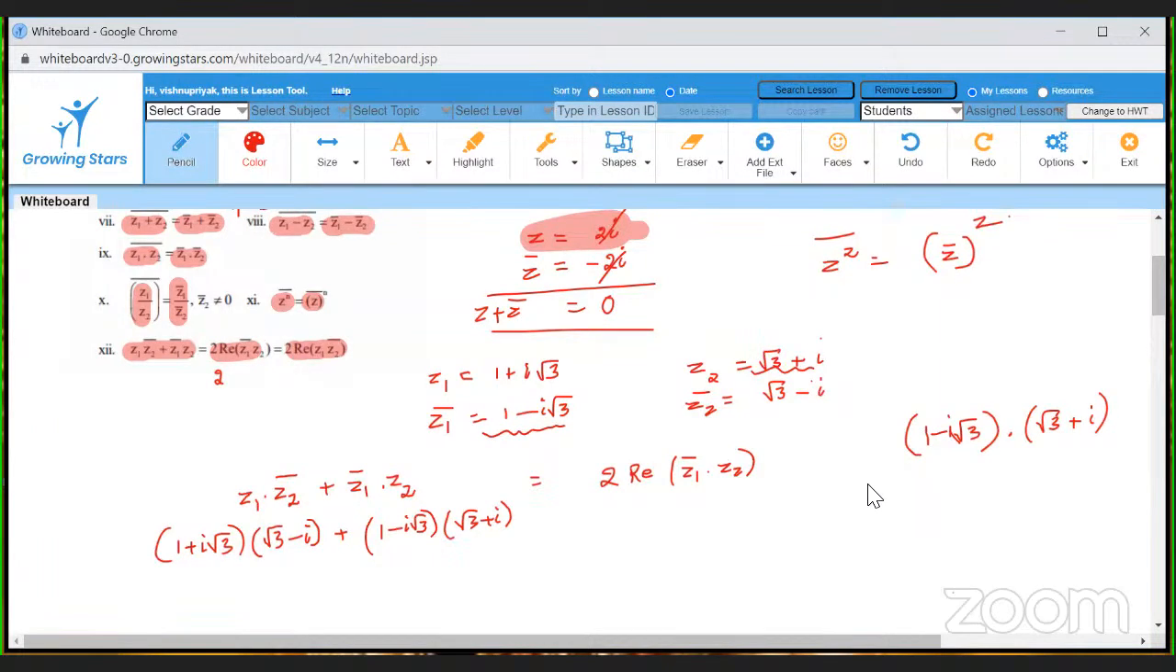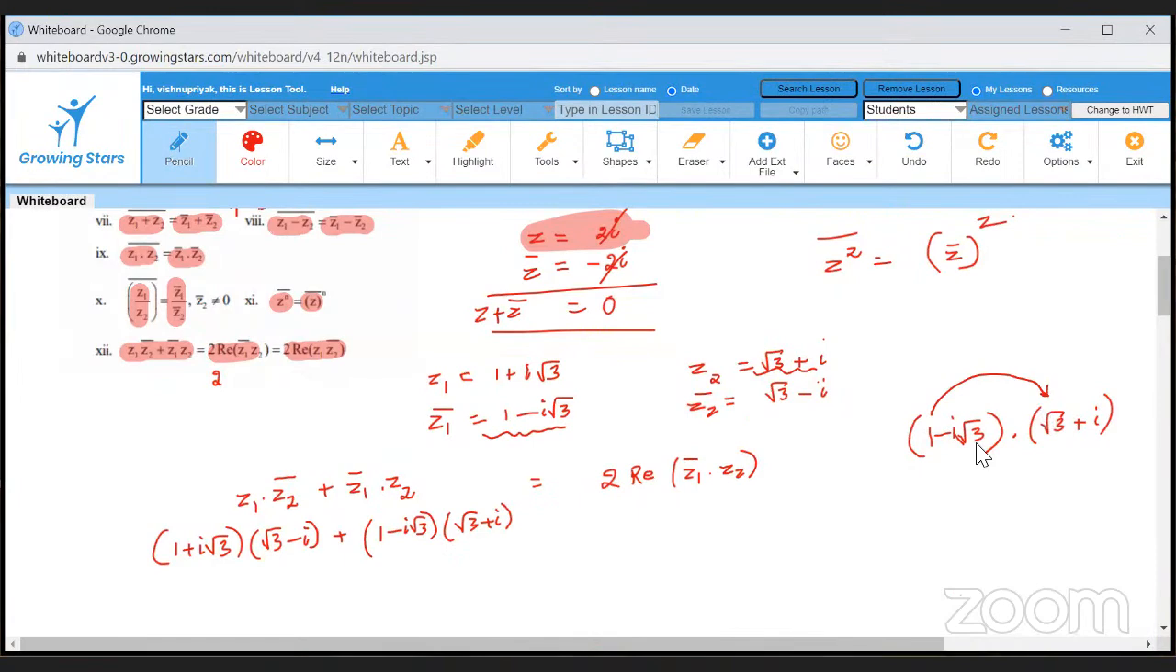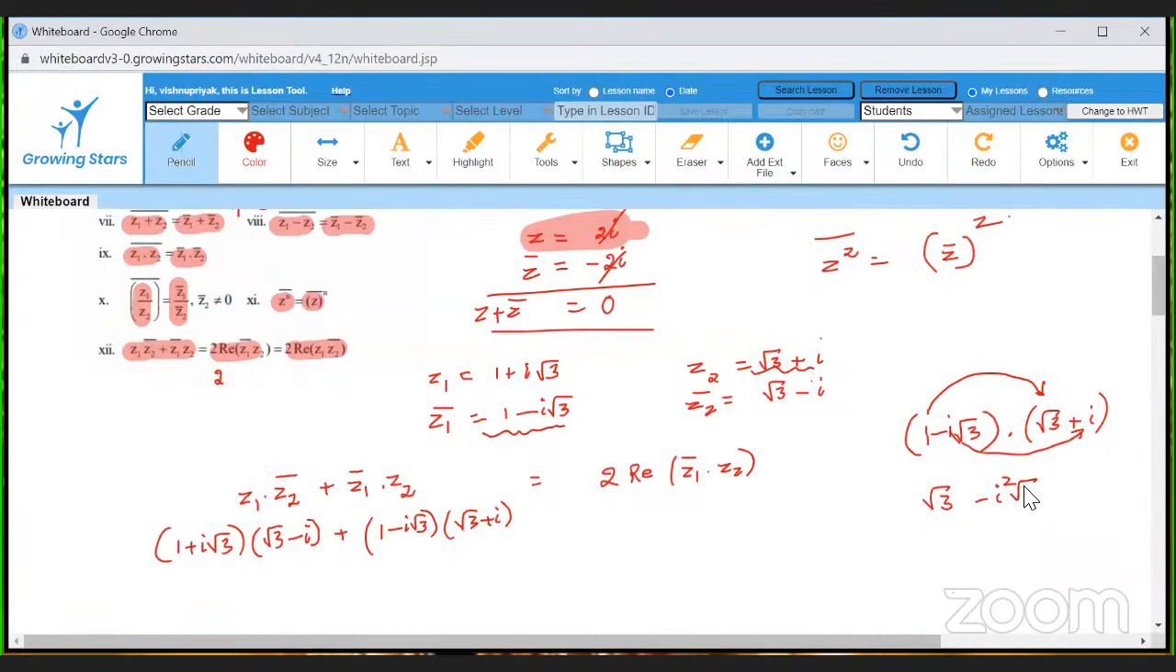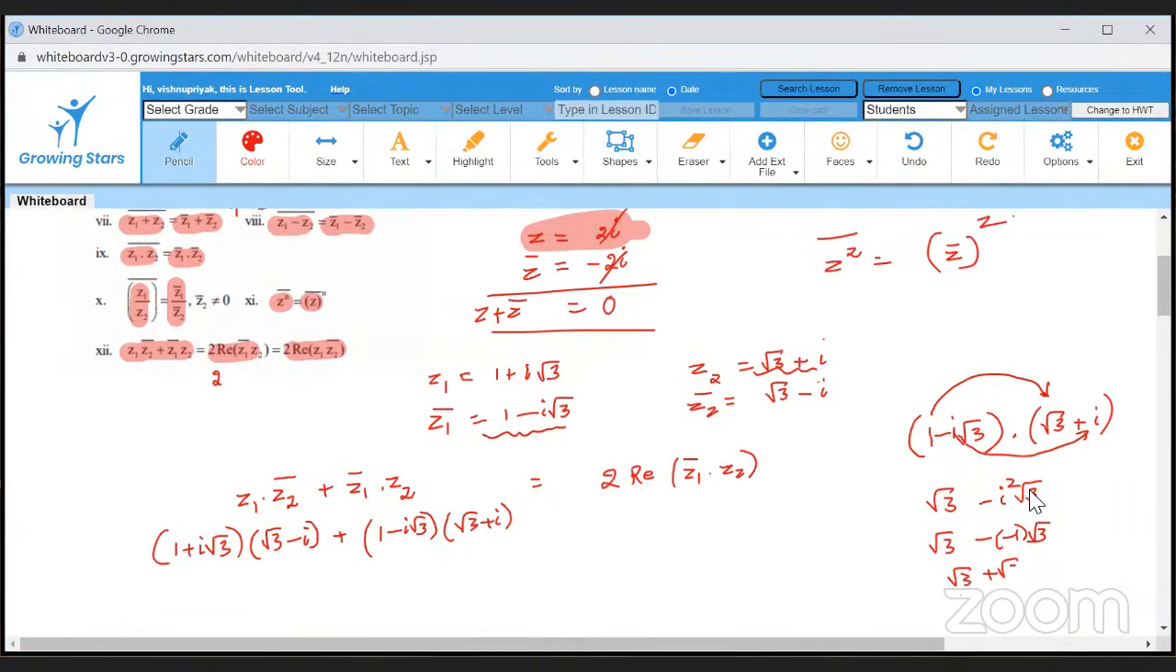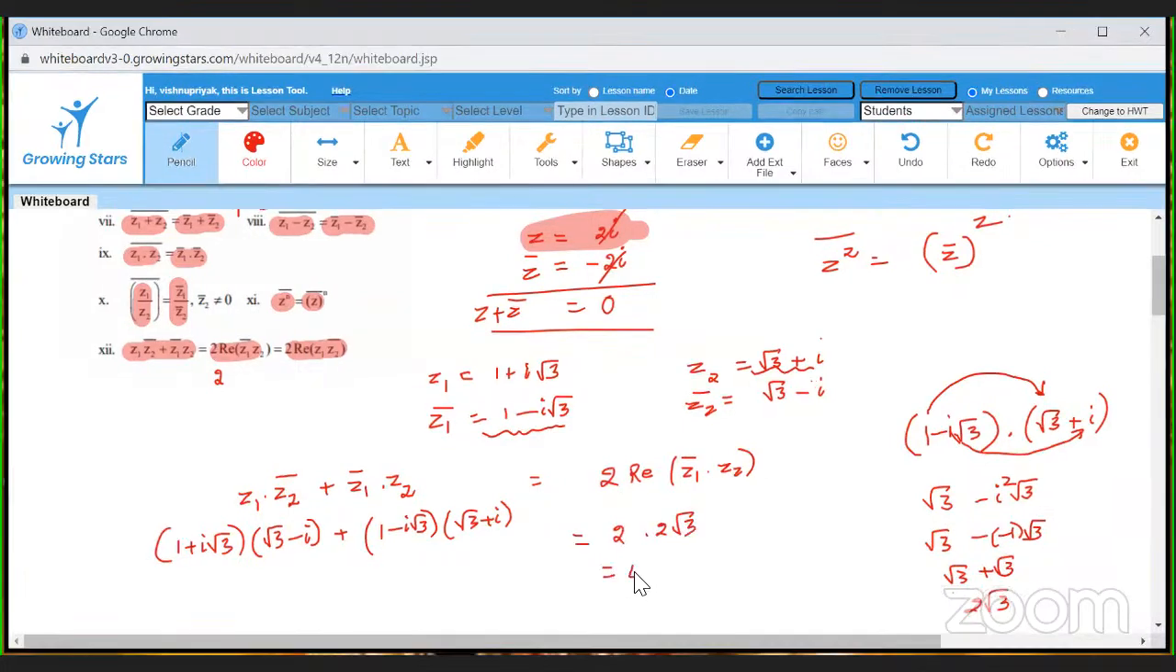I have to multiply these two, so I will get the real part. What is the real part? 1 into root 3 is root 3. Then I will have minus i square root 3, and i square is minus 1, so root 3 plus root 3. That is, I am getting 2 root 3. So the real part is 2 root 3, and the answer will be 4 root 3. This is how you can use it in shortcut methods.